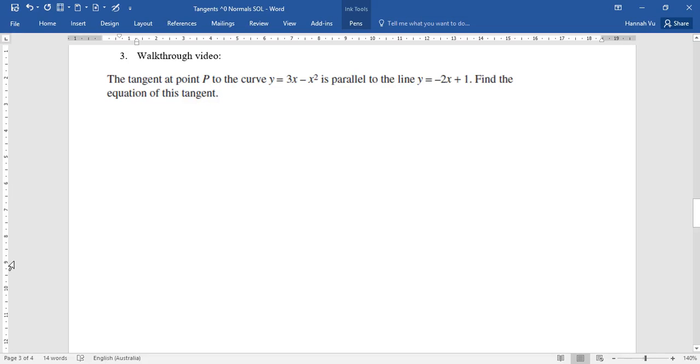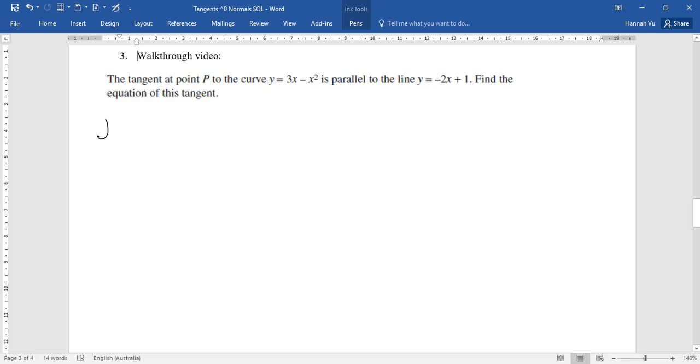Let's continue with question 3. So this is getting a little bit more interesting. The tangent at point P to the curve y equals 3x minus x squared is parallel to the line y equals negative 2x plus 1, and you need to find the equation of this tangent.